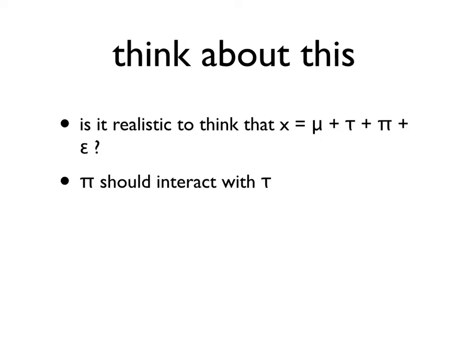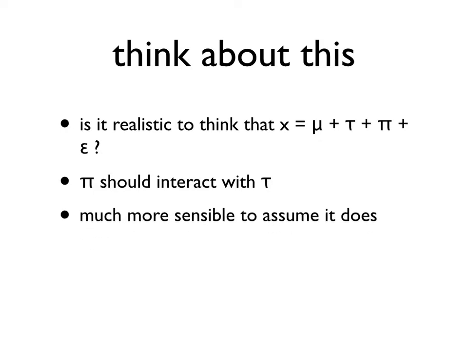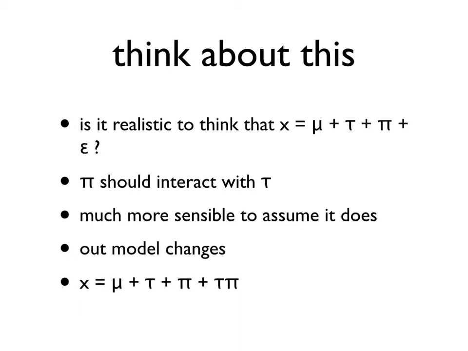Right? Because I'm saying that different people, different subjects, different levels of subject, have different decay functions. That's a two-way interaction. That's exactly what that is. And there's nothing in here about tau by pi. We should have, it's much more reasonable to assume that we have interactions that way. There probably are situations where this is true, but it's more likely to assume that, in fact, our model changes. It's much more simple to say x equals mu plus tau plus pi.